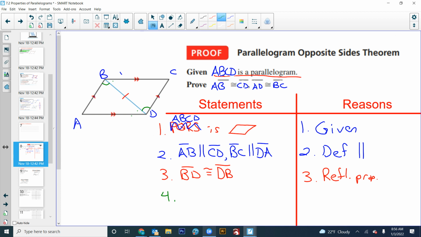All right, angle. He said CBD. Nope, CDB. Sorry, CDB. Congruent to angle ABD. And those are alternate interior. Do we have SSS, SAS, ASA, AAS, or HL? Do we have one of those yet? No. So keep going.